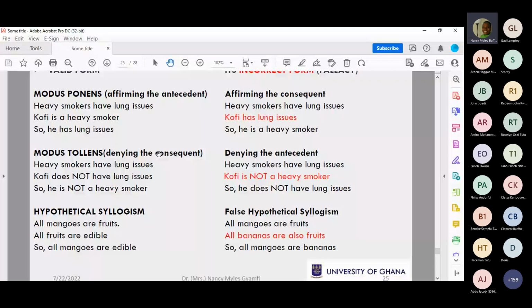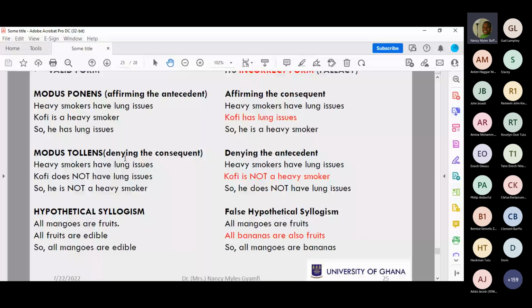Denying means you negate it, you turn it upside down. So if the original is positive, you turn it upside down to become negative. If the original is negative, you turn it upside down to become positive. So negation or denial means turning it upside down in terms of truth value.